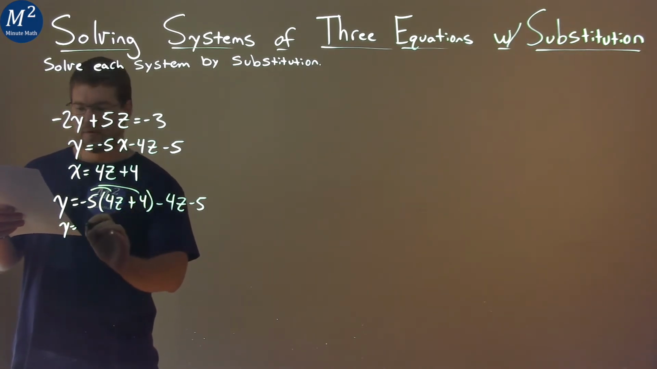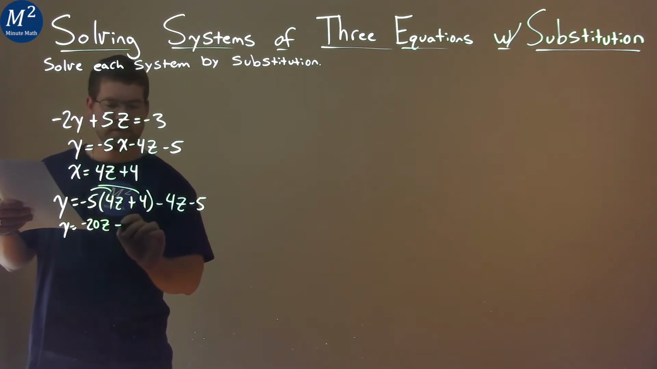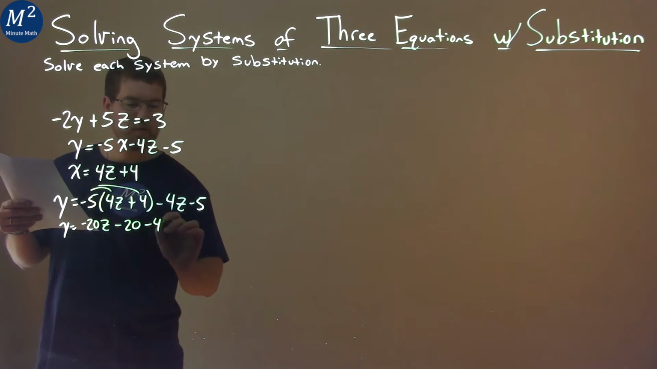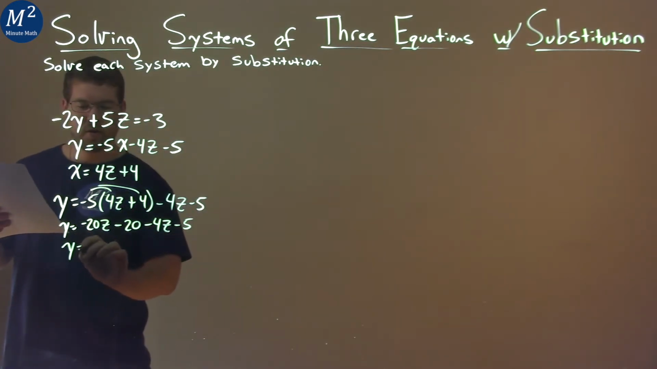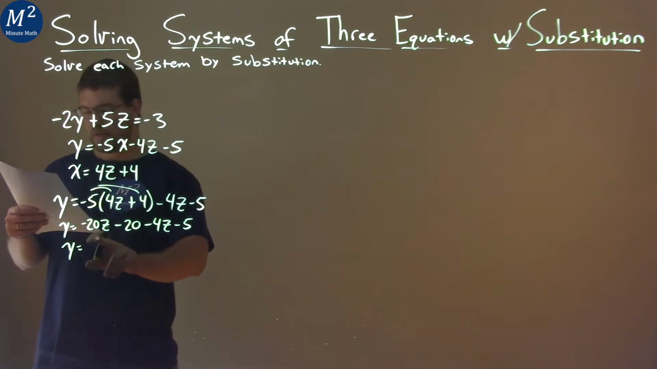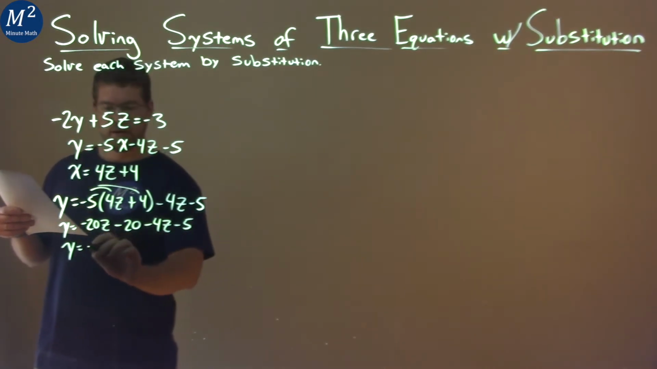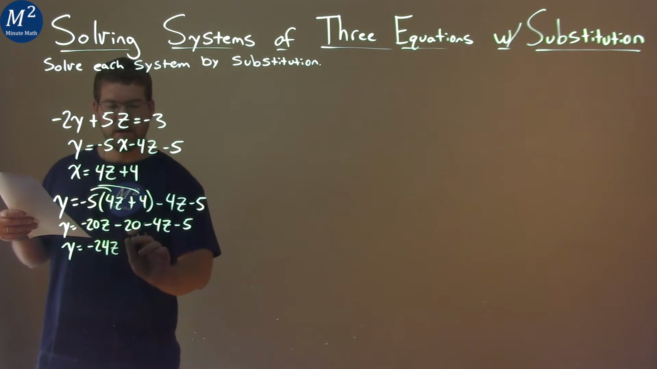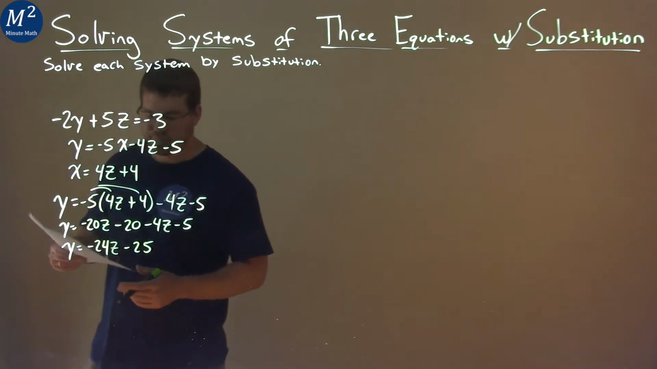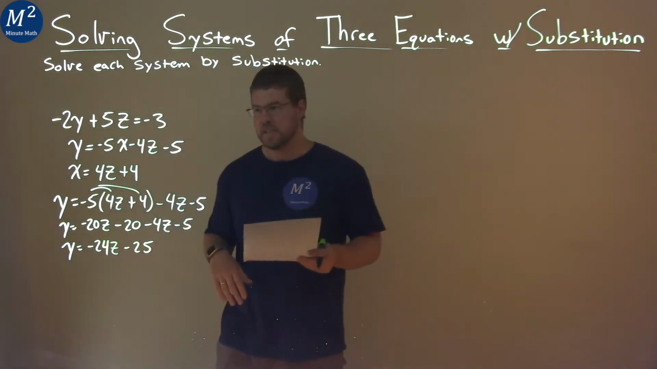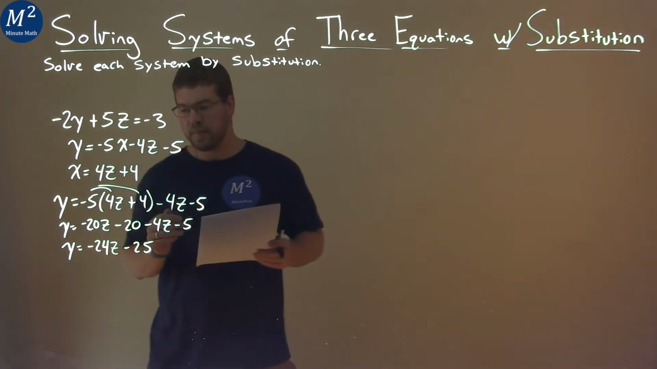Negative 5 times 4z is a negative 20z. And negative 5 times 4 is a negative 20. We minus the 4z here and minus the 5. We now want to combine our like terms. Negative 20z minus 4z is a negative 24z. Negative 20 minus 5 is a negative 25. So now we have y in terms of z, but where can we go from here?